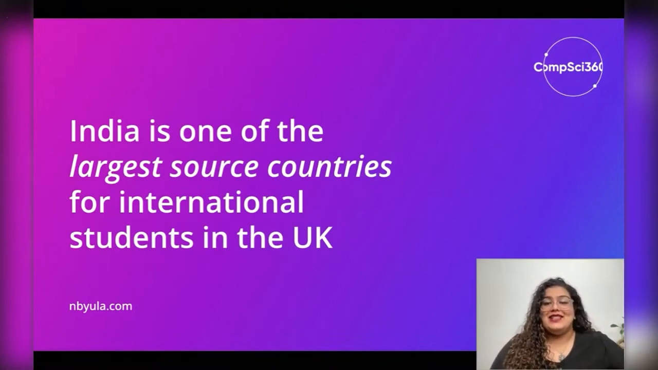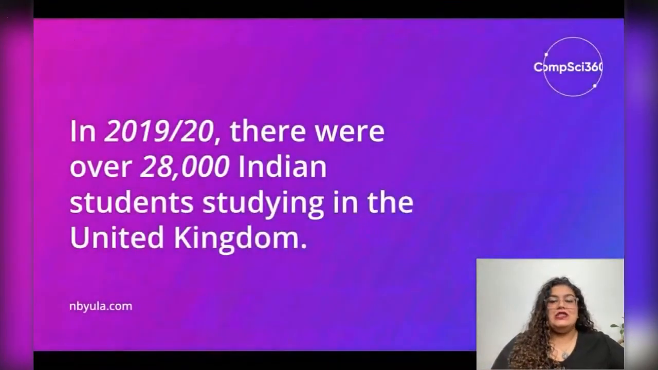So it is only natural that India has become one of the largest source countries for international students in the UK, considering how popular the UK is getting with their educational patterns, with their industry capabilities, with their career opportunities. It is only natural. Now, I'm going to talk about the international student recruitment trends in the UK 2023. In fact, I'll tell you what, in 2019-2020, there were over 28,000 Indian students studying in the UK.